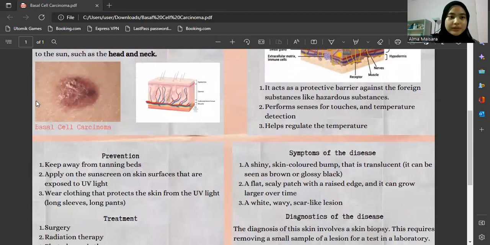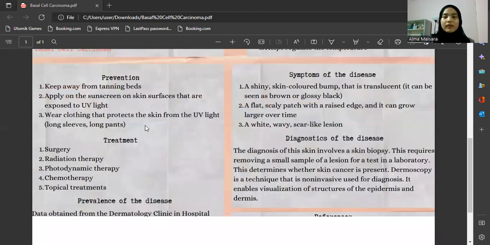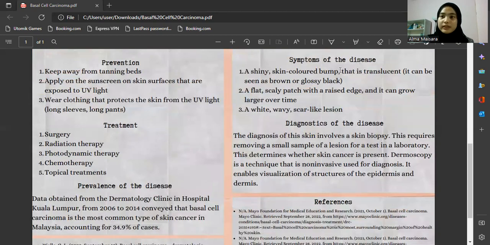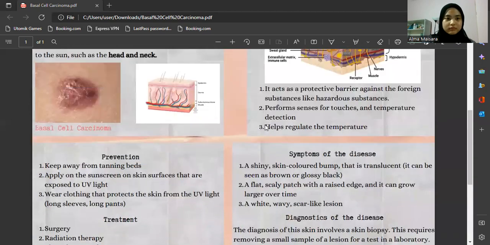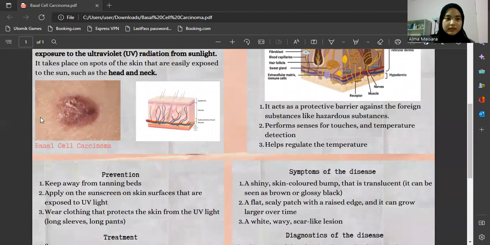This is how basal cell carcinoma looks like, and this is the organ of the skin. There are many symptoms of the disease, such as a shiny, skin-colored, translucent form. It can be seen as brown or glossy black. Other than that, it is a flat, scaly patch with a raised edge, and it can grow larger over time. A white, wavy, scar-like lesion, which looks like this.